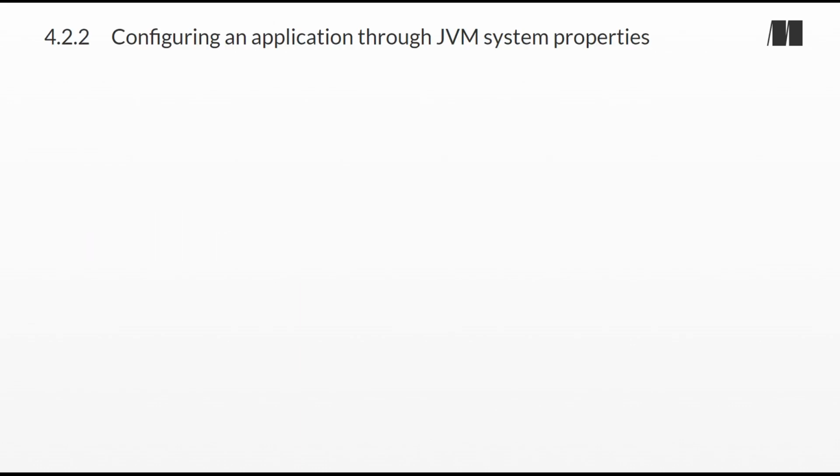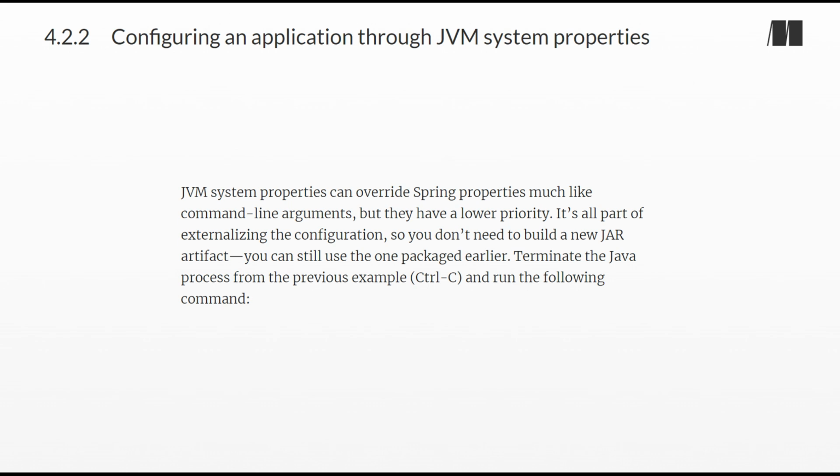Section 4.2.2. Configuring an application through JVM system properties. JVM system properties can override Spring properties much like command line arguments, but they have a lower priority. It's all part of externalizing the configuration, so you don't need to build a new jar artifact. You can still use the one packaged earlier. Terminate the Java process from the previous example, Control-C, and run the following command.